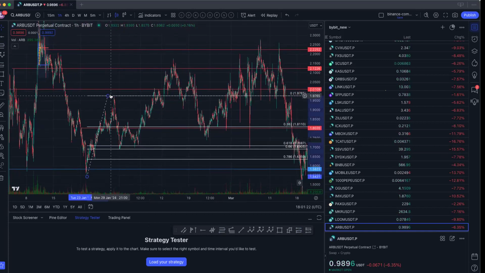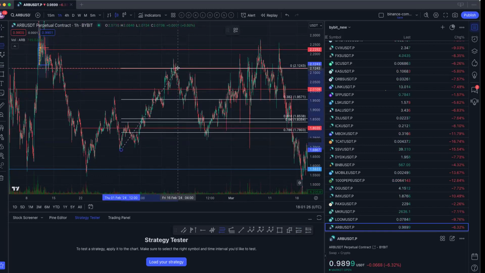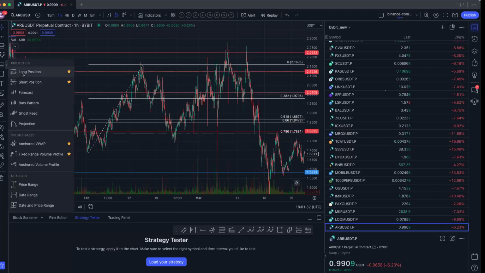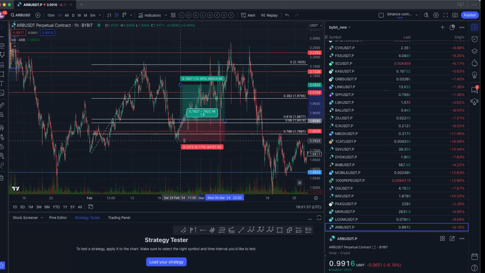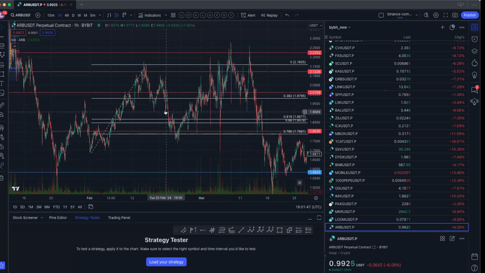Another one, from here till here, 78.6. Long here, stop loss here. You might have hit the stop loss. Then once it reclaims the 61.8, enter it, 1:2. Over.